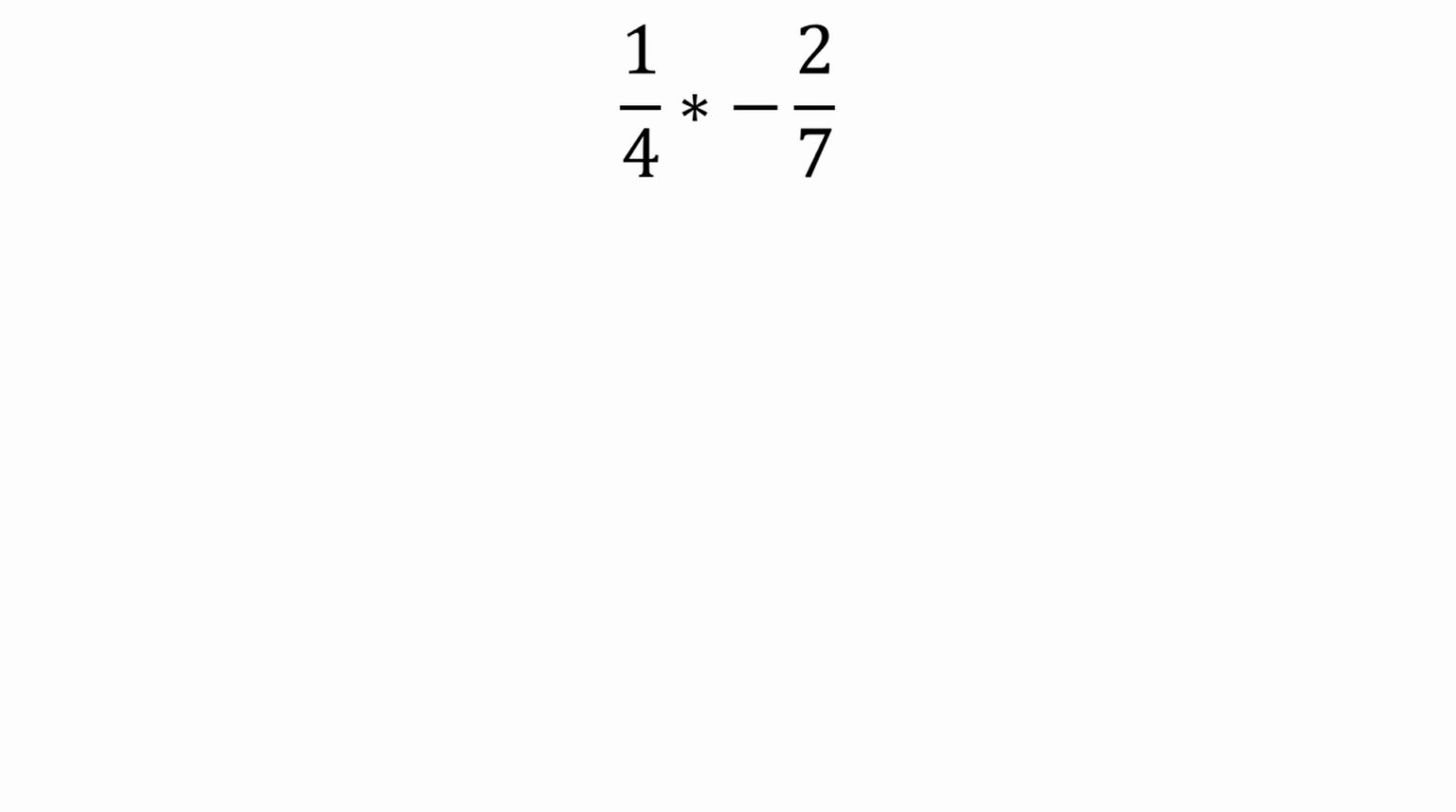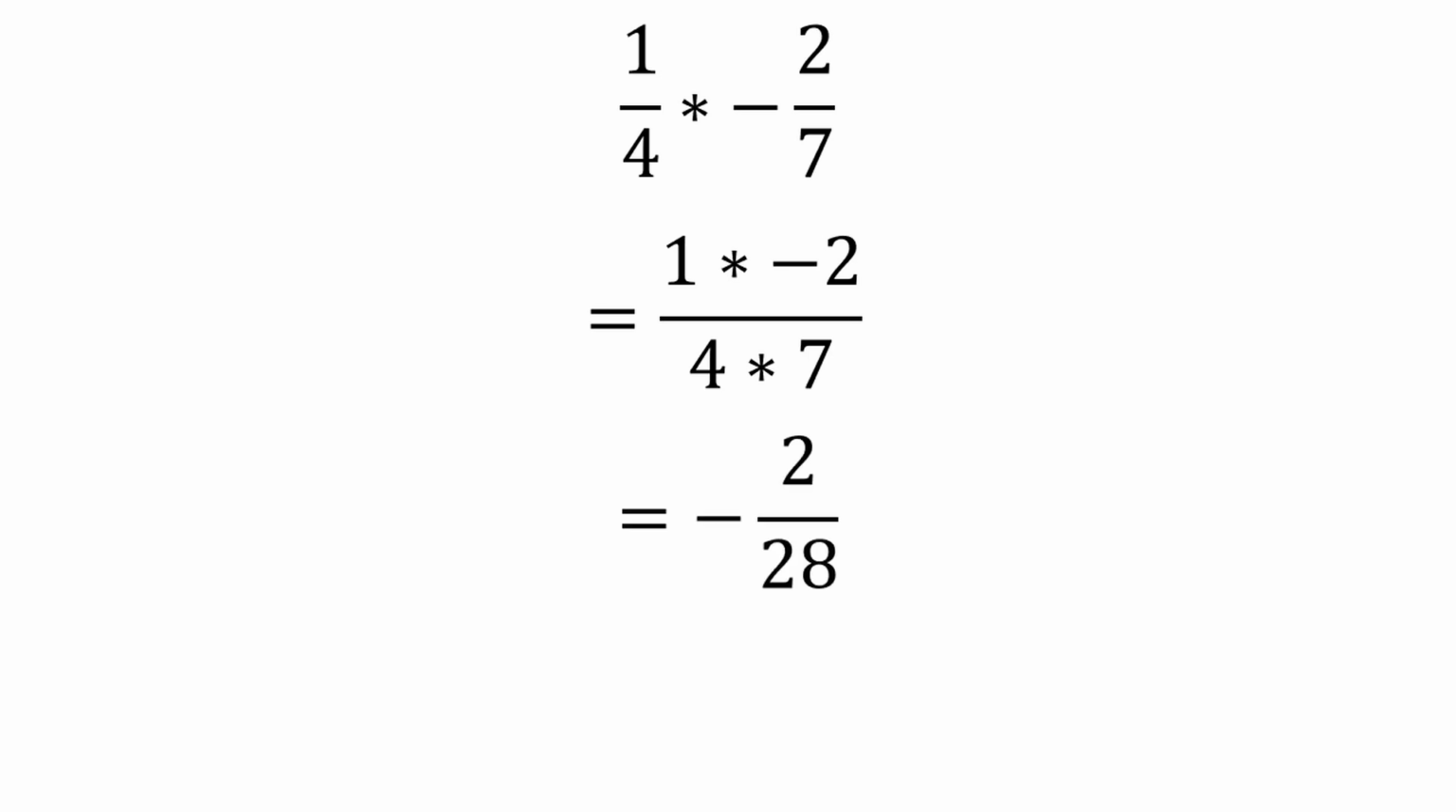the denominators. There are a few ways to handle the negative sign in this problem, but I prefer to attach the negative sign to the number in the numerator in most cases. Therefore, multiplying numerator and denominator in our problem, we have 1 times -2 in the numerator and 4 times 7 in the denominator. This simplifies to -2/28.